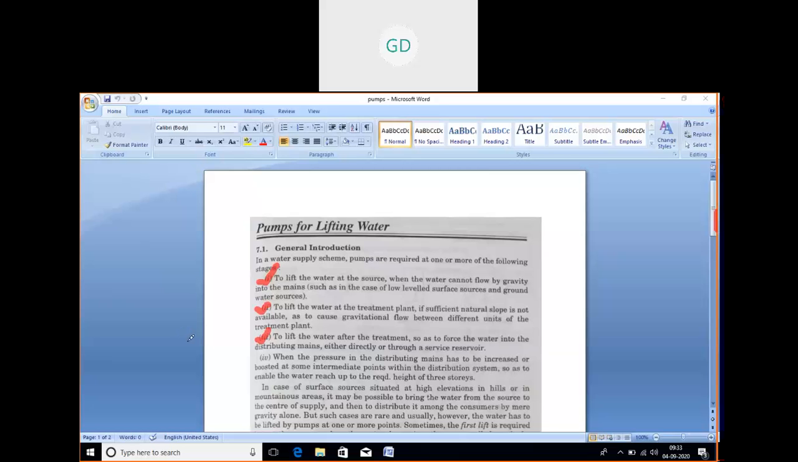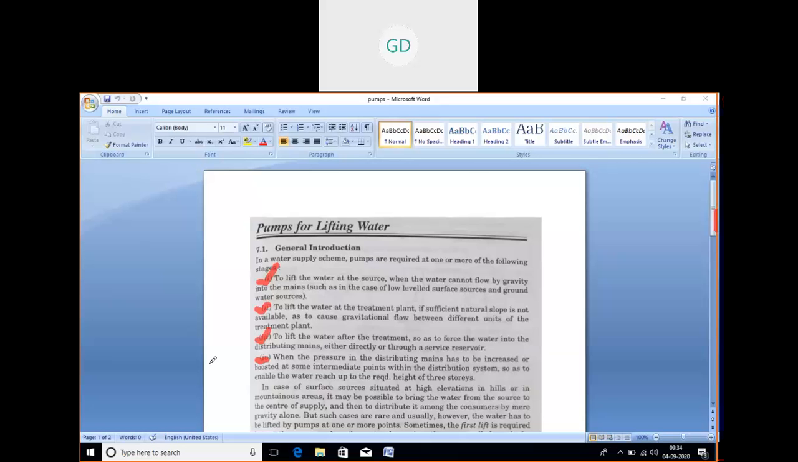So next is your number 4 point. When the pressure in the distribution mains has to be increased or boosted at some intermediate points within the distribution system, so as to enable the water to reach up to the required height of 3 stories. Not only 3 stories, nowadays the buildings are G+4, G+5, G+6. So when the pressure in the distribution mains has to be increased at some points, the pressure needs to be increased.